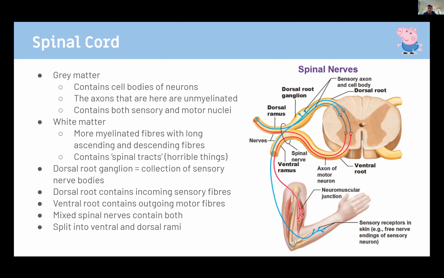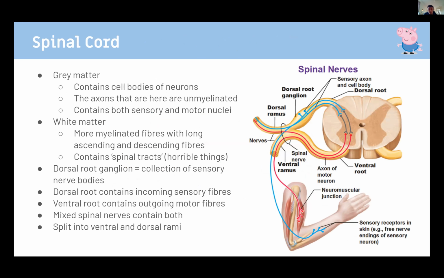And then we'll have a basic look at what the nerves in the spinal cord are. First of all, you have what's called gray matter. That's the butterfly-looking thing you can see in the middle of the spinal cord. It's a bit darker, hence why it's called gray matter. This contains cell bodies of neurons, and that includes your motor neurons and your sensory neurons.